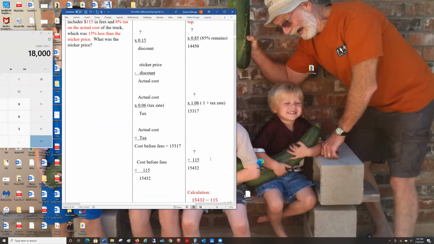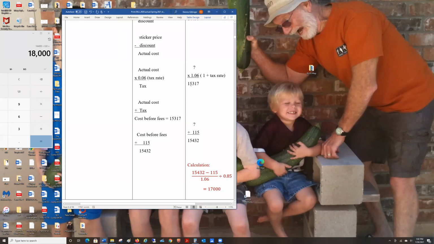So we don't know what was the cost before fees, but we can figure it out because why? The bottom line is 15,432, and that is $115 added on to something. Well, that's easy. It's 15,432 minus 115. Does that make sense? And of course, that turns out to be 15,317.